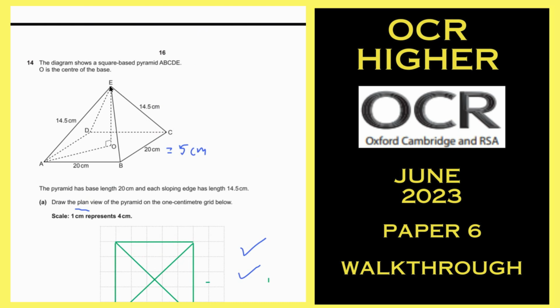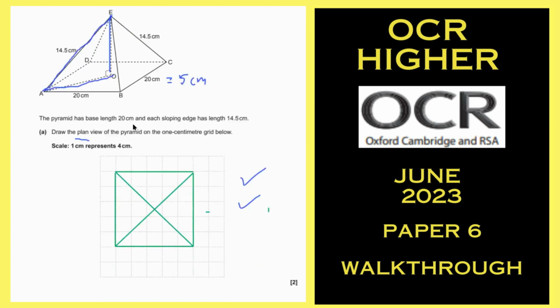The perpendicular height is the height from E down to O. We do not know that. What we do know is we've got 14.5 on the slope. We've got 20 around the side. In order to get E to O, we would need to know another line, because we know A to E is 14.5. We don't know what AO is.